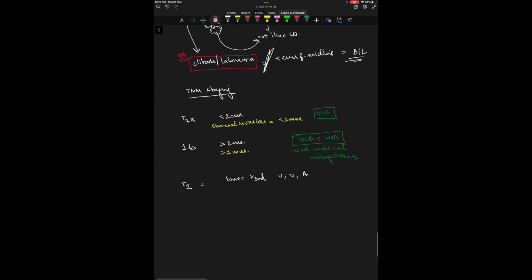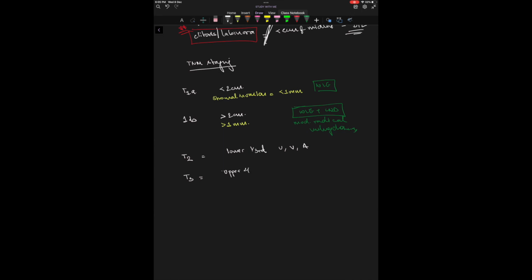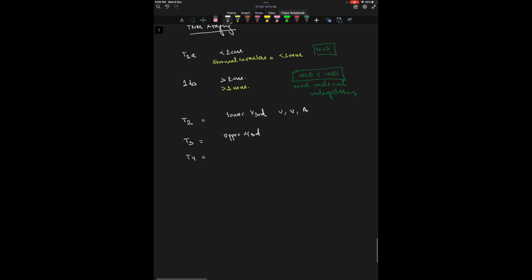Okay, forget this. First let's do the TNM staging only, then we'll integrate it later. Then T3. T3 is what is remaining: the upper 2/3 of vagina, lymph nodes, which can be ulcerated or fixed. Okay, let's leave out the lymph nodes. We're just doing the T staging. And finally, T4 will be the adjacent structures.